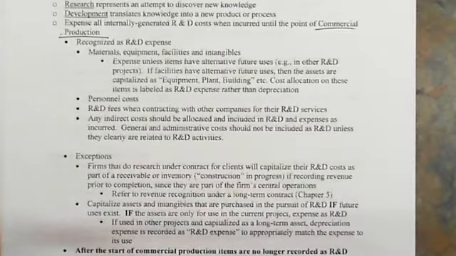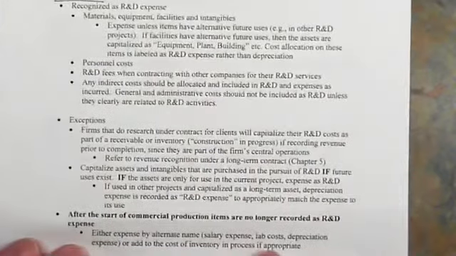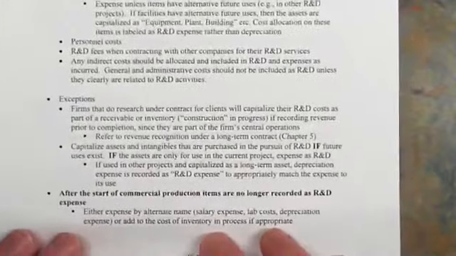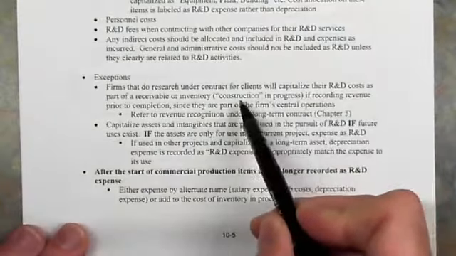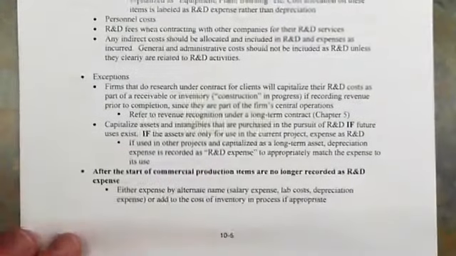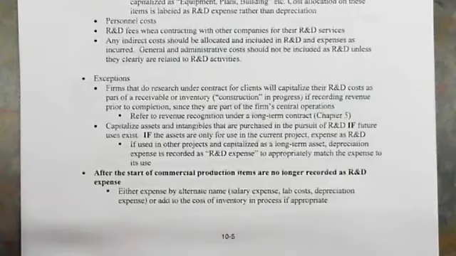unless it's clearly labeled. Exceptions. Firms that do research under contract, so those consultation or outside research firms, will capitalize their R&D costs as a part of a receivable or inventory. Remember construction in progress. Maybe they're on a 2-year contract with somebody to provide research over time. Then they would be able to recognize revenue, and they would have a construction in progress account by the percent of completion method. That is, if they're going to be recording revenue prior to completion.